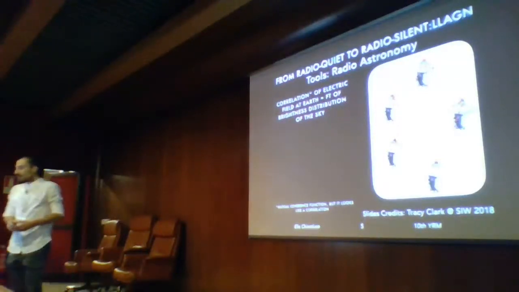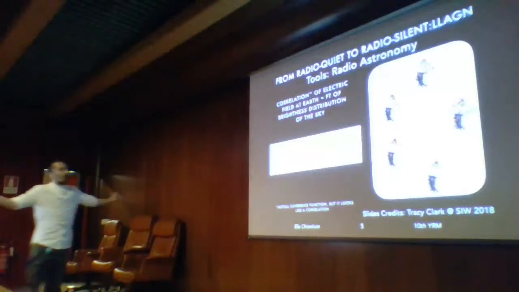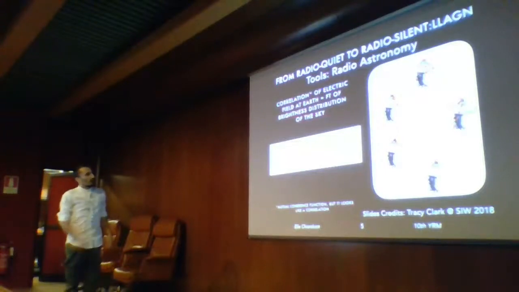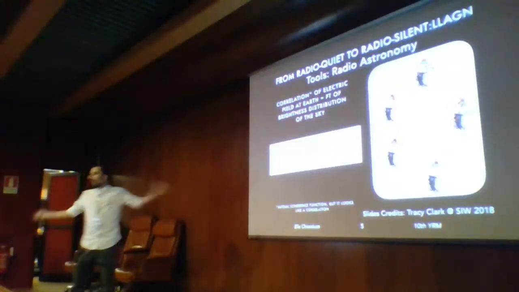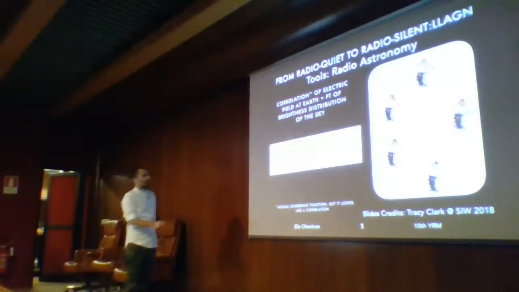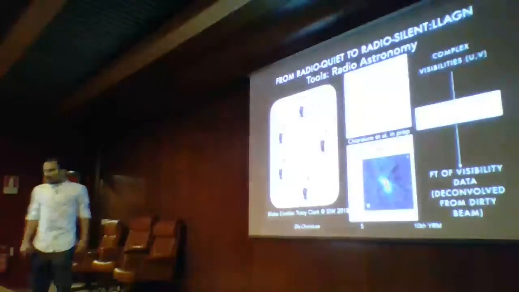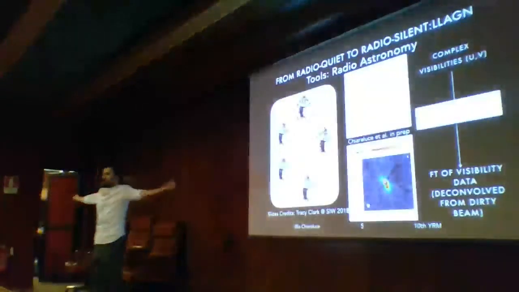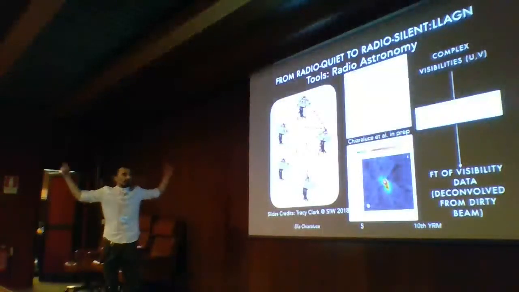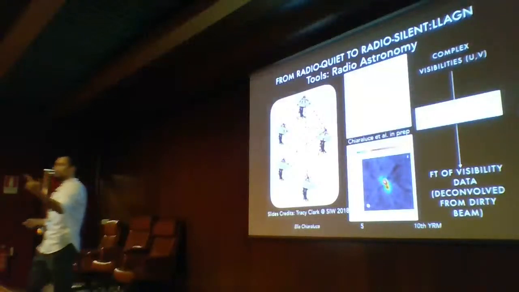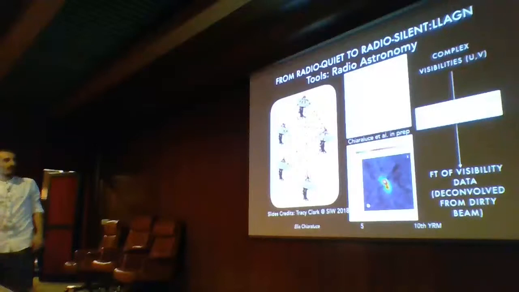Okay, so you can essentially move from the UV plane, which is the correlation of the electric field on Earth, to the brightness distribution of the sky by a simple Fourier transform. This is the 2D Fourier transform you have to perform. And as I was saying, for each pair of antennas, what we call a baseline, you detect the signals, you correlate them, and you obtain an amplitude and a relative phase. This is what we call a complex visibility.